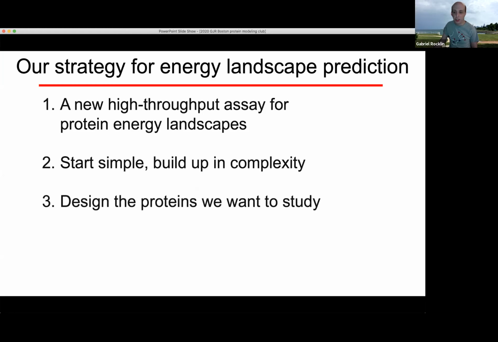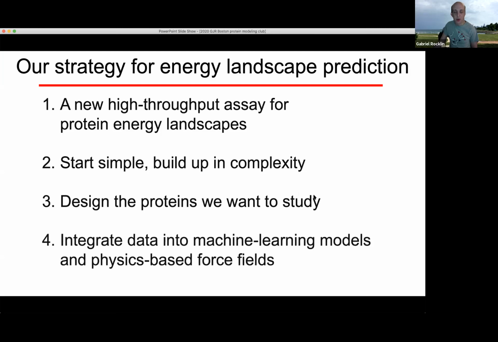We're going to use designed proteins, and we're also going to intentionally design new proteins in order to sample the different things that influence stability. And then we're going to take the data from all these high throughput experiments and integrate it into machine learning models and also into physics-based force fields to be able to make accurate predictions on new proteins.